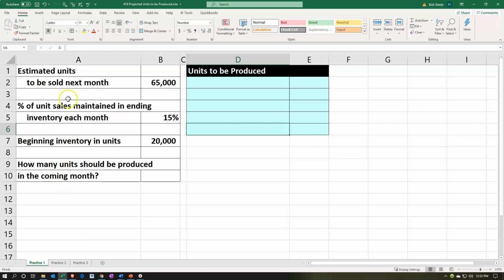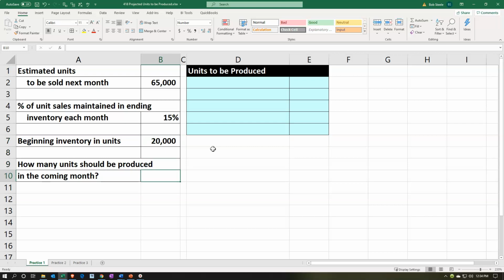Information on the left. Estimated units to be sold next month. So this is how many units we expect to sell. And then the percent of unit sales maintained in ending inventory each month. So we're going to have to account for that, the cushion that we want to have in our inventory at any given time. Beginning inventory in units. This is what we have already in inventory. How many units should be produced in the coming month?